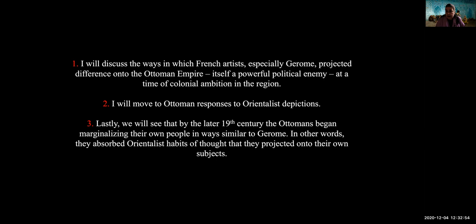From the discussion of Gérôme, I will move to responses by the Ottomans, formal and informal ones, to such Orientalist representations. And then at the very end, I will sort of come to a point where we question, perhaps together, the Ottomans' own strategies at the end of the 19th century and the way that they came to absorb some Orientalist strategies themselves and to apply them to their own people. So these are the three sections. This will be a very short section at the end and it leads to a question.